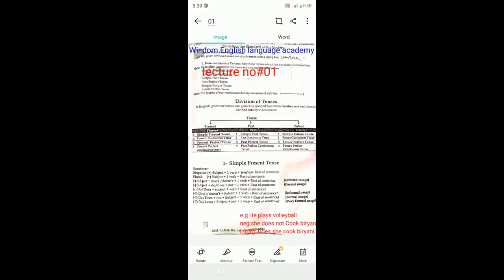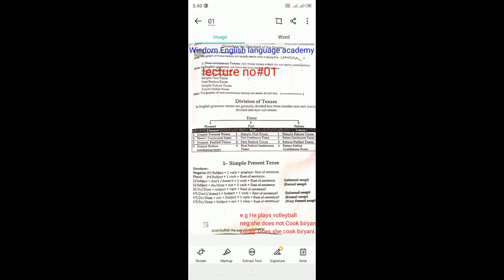In negative sentences you must use does with he, she, it. Like how? She does not cook biryani. She does not play volleyball. He does not drive a car. Keep in mind, when you make negative sentences, there is no need for s or es. You never add s or es, you put does there.